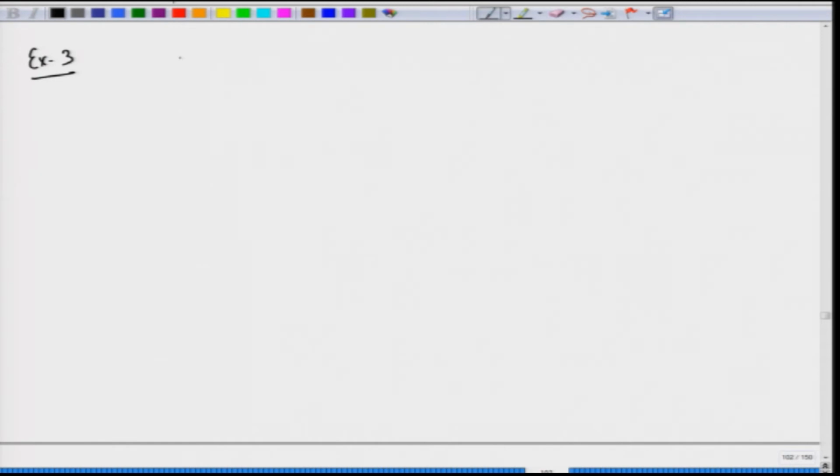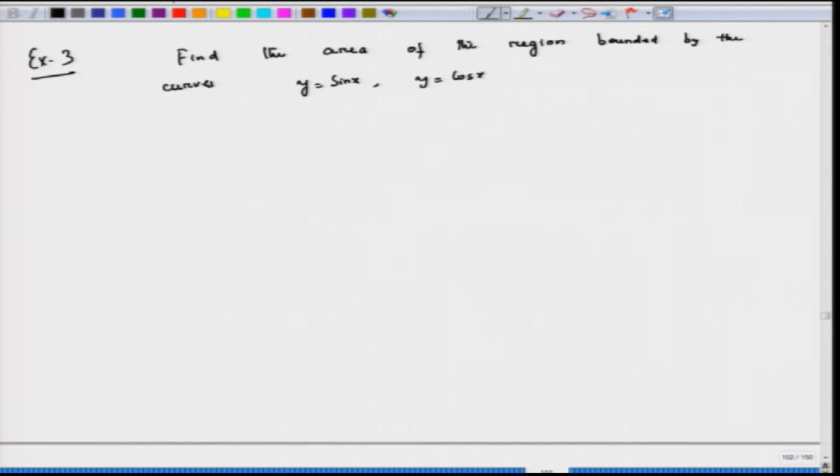So, example 3: find the area of the region bounded by the curves y equal to sin x, y equal to cos x, x equal to 0 and x equal to pi by 2. So let us try to sketch the graph.